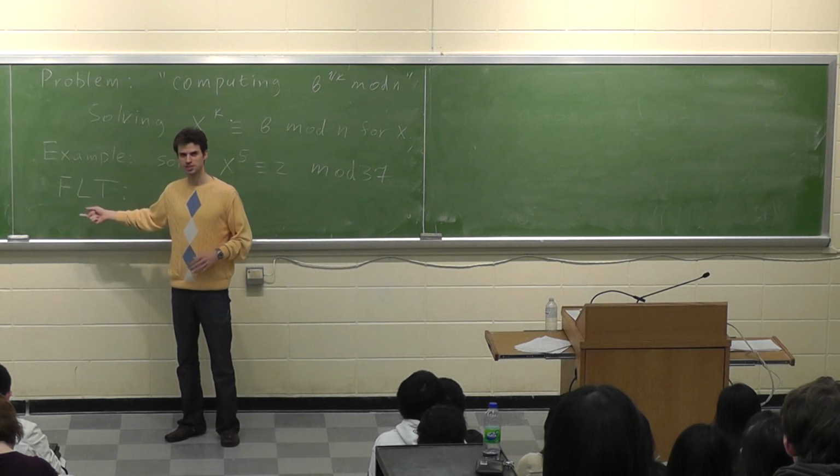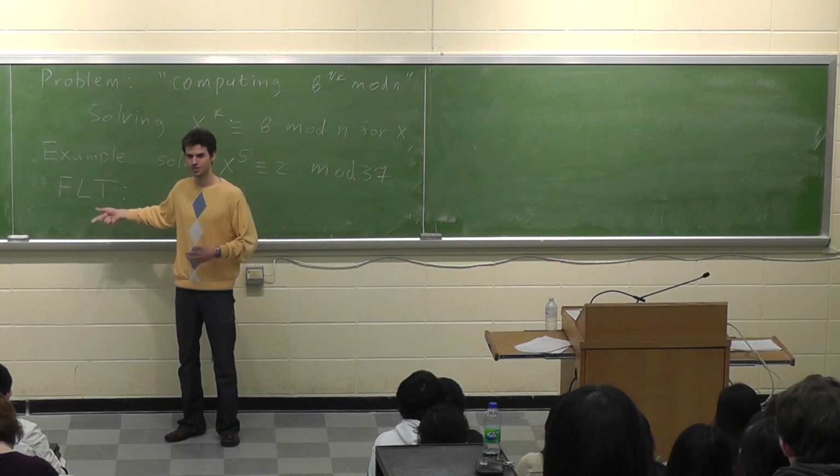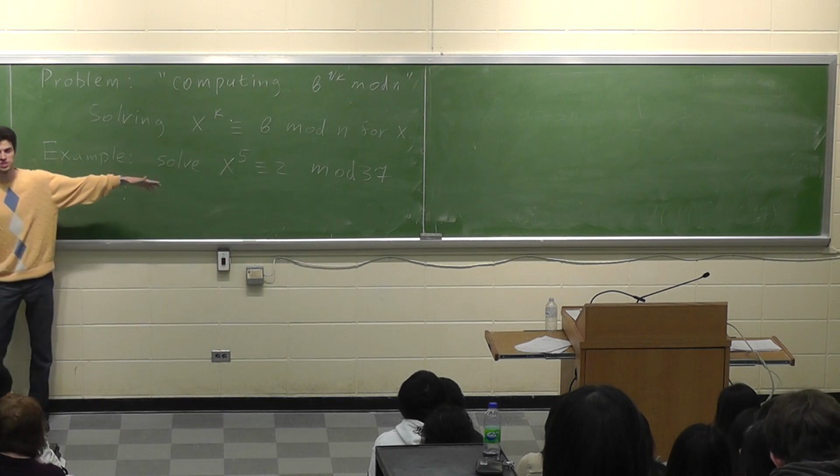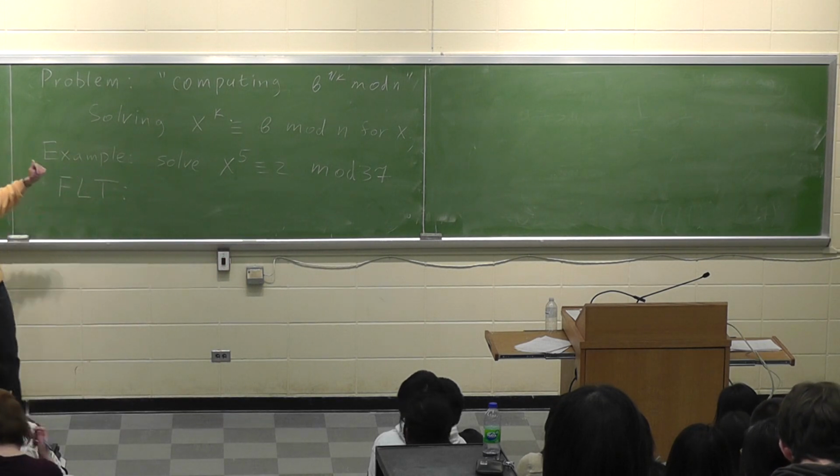The better one is, indeed, about using Fermat's little theorem, or Euler's theorem. In this case, 37 is a prime number, hopefully.